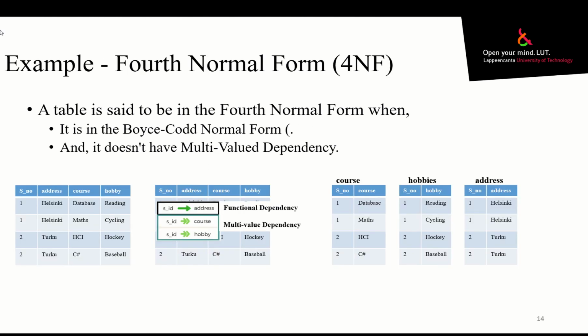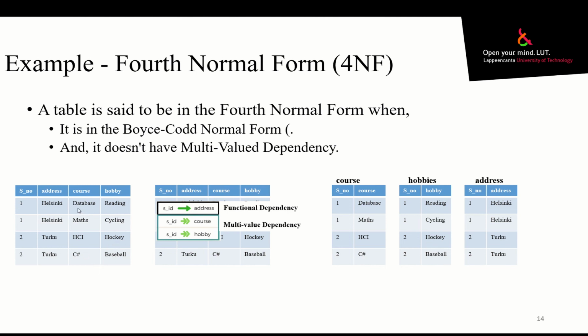As you can see in this example, student number 1 has an address in Helsinki, a course, database, and hobby, reading. This time student 1 has 2 different kinds of hobby, which is reading and cycling, and student 2 has HCI and hockey, but both have different hobbies.